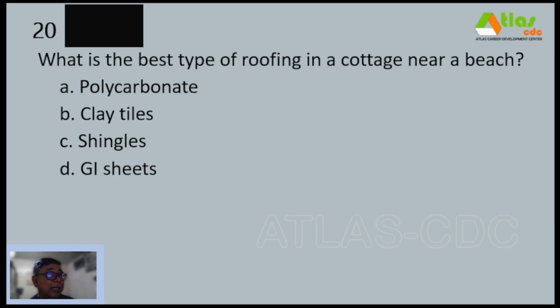20. What is the best type of roofing in a cottage near a beach? A. Polycarbonate. B. Clay tiles. C. Shingles. And D. GI sheets. And our correct answer is letter C.